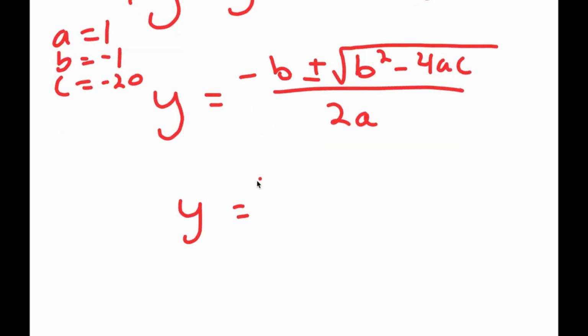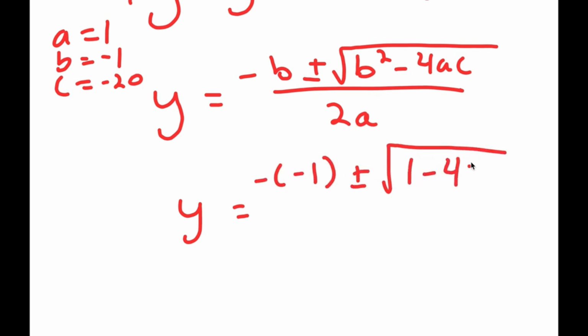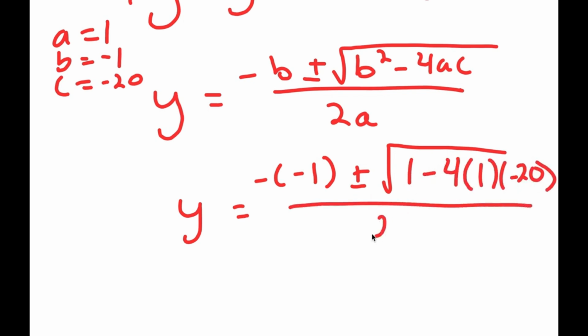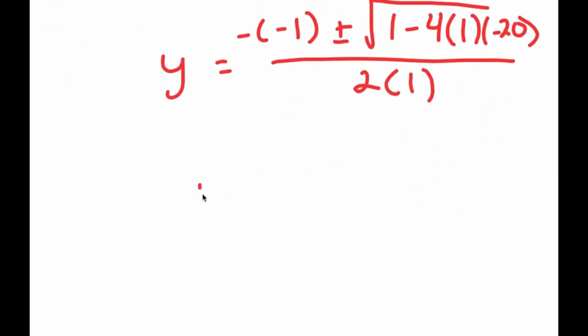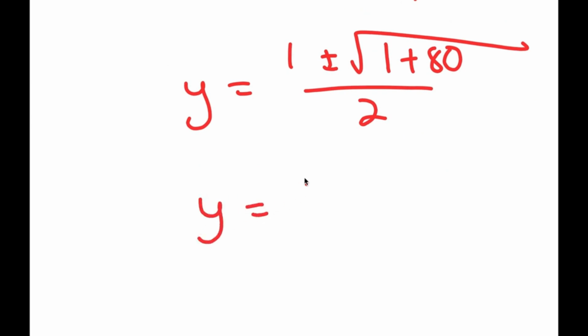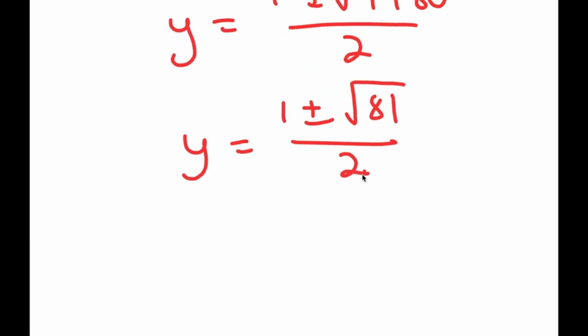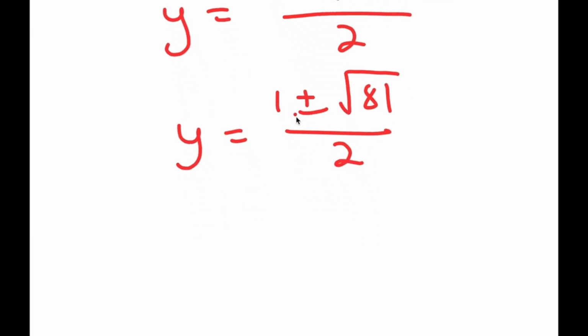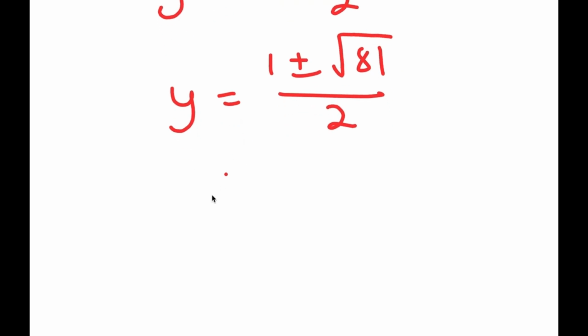So I get y equals negative 1 plus or minus the square root of b squared, so negative 1 squared, which is positive 1, minus 4 times a, which is 1, times c, which is negative 20, all over 2a, so 2 times 1. And this is equal to 1 plus or minus the square root of 1 plus 80 over 2, which is equal to 1 plus or minus the square root of 81 over 2. And the square root of 81 is equal to 9.